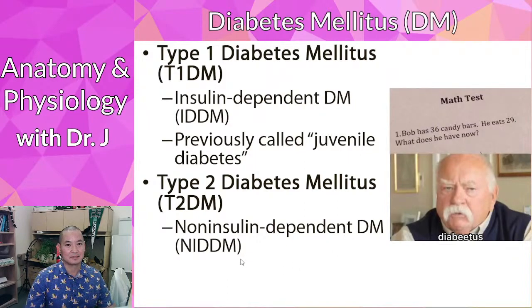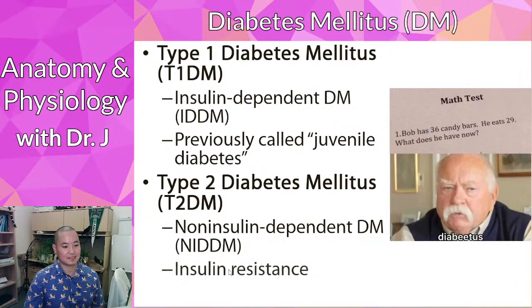Now, type 2 diabetes mellitus, very creatively, is non-insulin dependent diabetes mellitus. So it's related, but instead of being dependent on insulin, it's non-insulin dependent. This means that insulin is there, but the cells in the body are not responding normally to insulin. This phenomenon is called insulin resistance. So it's not about just eating a lot of sugar, but about whether your body is making insulin, or if it's responding properly to insulin.